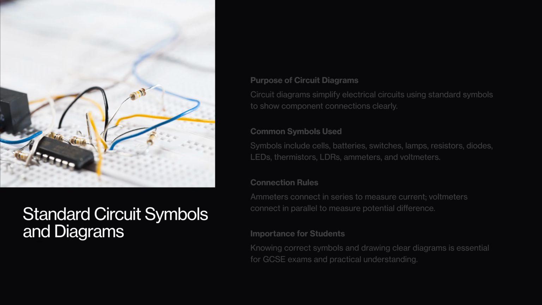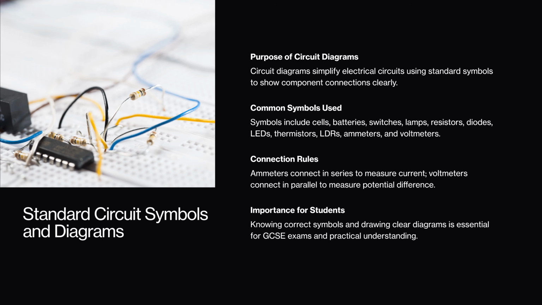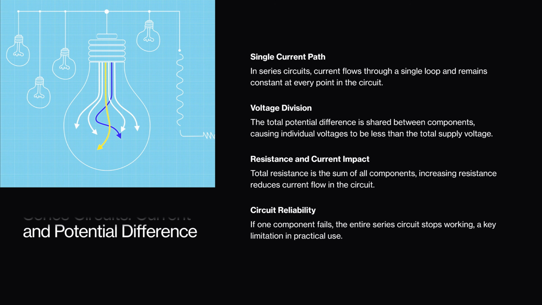Standard circuit symbols are universal graphical pictures used to represent electrical parts like the cell, lamp, and switch. They let people worldwide read and build schematics without language barriers. A single current path defines a series circuit, where electricity flows through components one after another in a single loop. Voltage division is an electronic technique that splits an input voltage into a smaller fraction using two or more components connected in series.